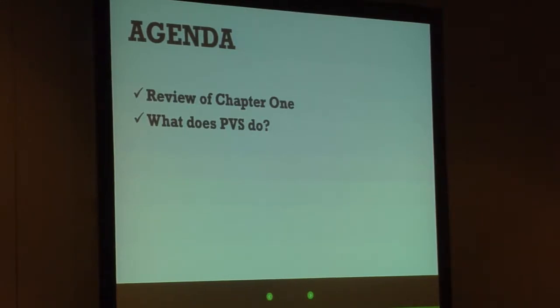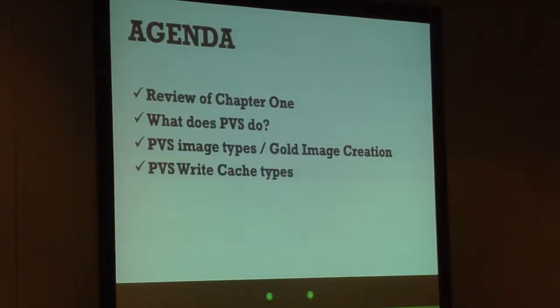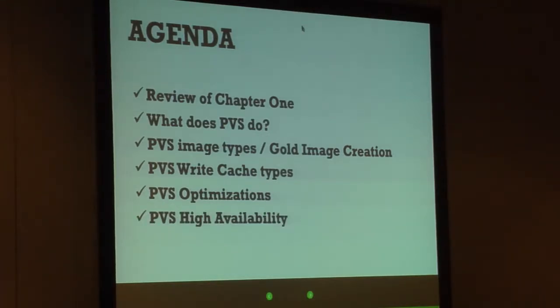We'll cover a little bit about a high level of what PVS does. And we're not going to talk about it academically. We're going to talk about in practice what it effectively does from a network perspective and from an optimization perspective. Then we're going to spend some time talking about PVS image types and how you prepare your gold image that you leverage for PVS. Talk about write cache types, some PVS optimizations you need to be aware of, and cover how you can do high availability in a PVS environment. And then finally, we'll cover a bit of a wrap-up at the end.